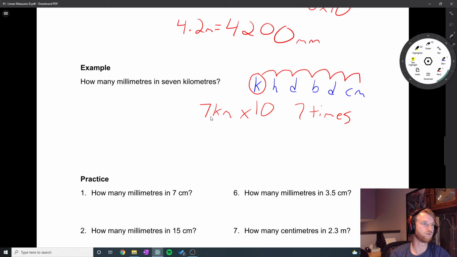I'm just going to do this moving the decimal point trick. So that would mean that my decimal point is going from here over 7 spaces. Oh, sorry, 6. I don't know why I said 7. My apologies. 6.